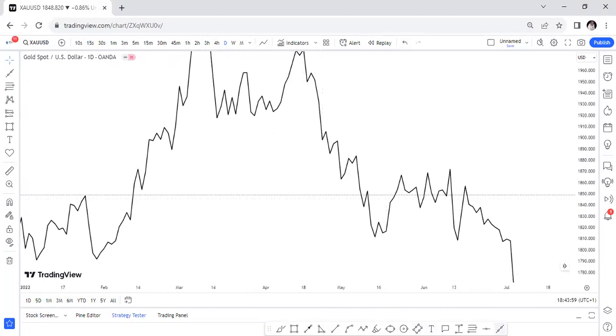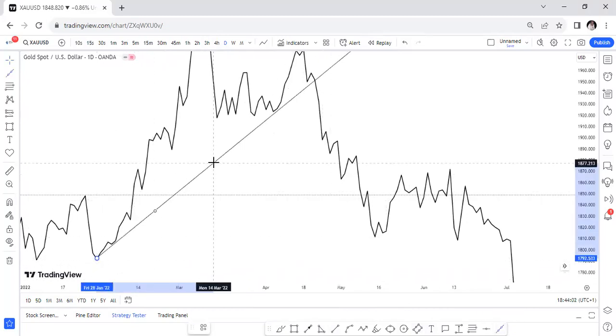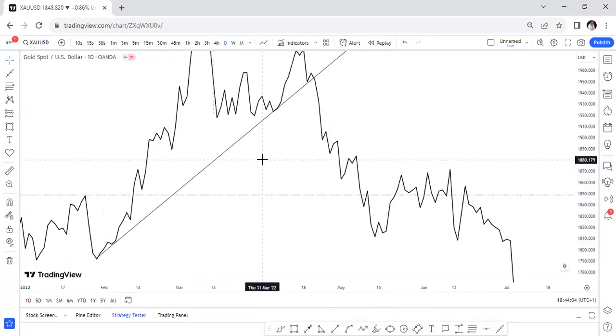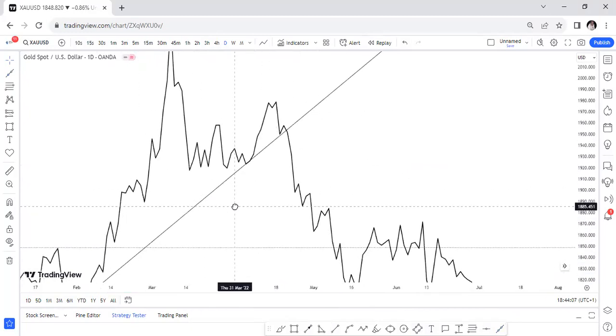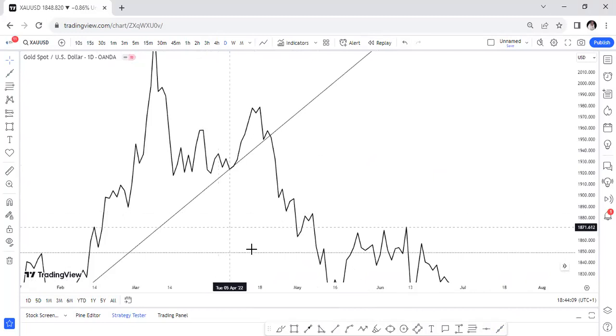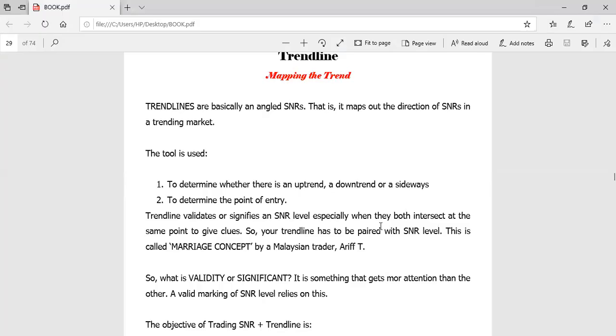Then I want to mention the rules that guide trend line trading, so that you have to stay with the rules in order to give maximum accuracy. It says that a trend line validates or signifies an SNR level, especially when they both intersect at the same point. So the trend line has to be paired with an SNR level. This is called the marriage concept by a Malaysian trader.